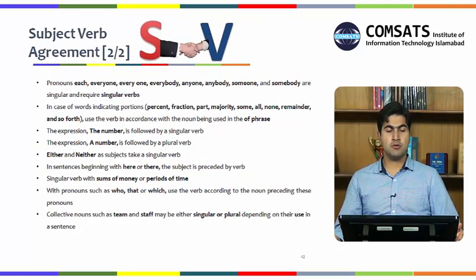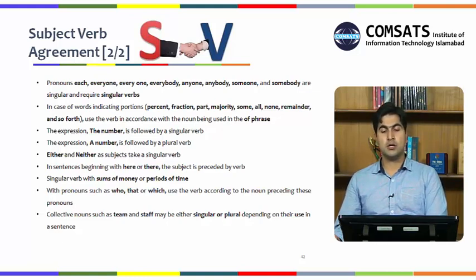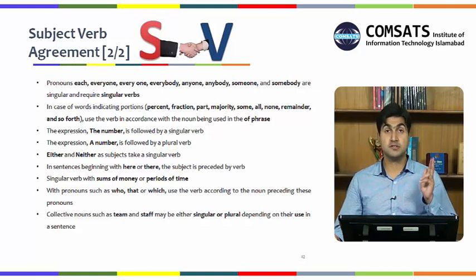Pronouns: each, everyone, everybody, anybody, someone, somebody are all singular and require singular verbs. In case of words indicating portions, use the verb in accordance with the noun being used in the of phrase. So 50% of the pie has disappeared, because I'm saying pie. 50% of the pies have disappeared, because there are pies, 50% of the pies.